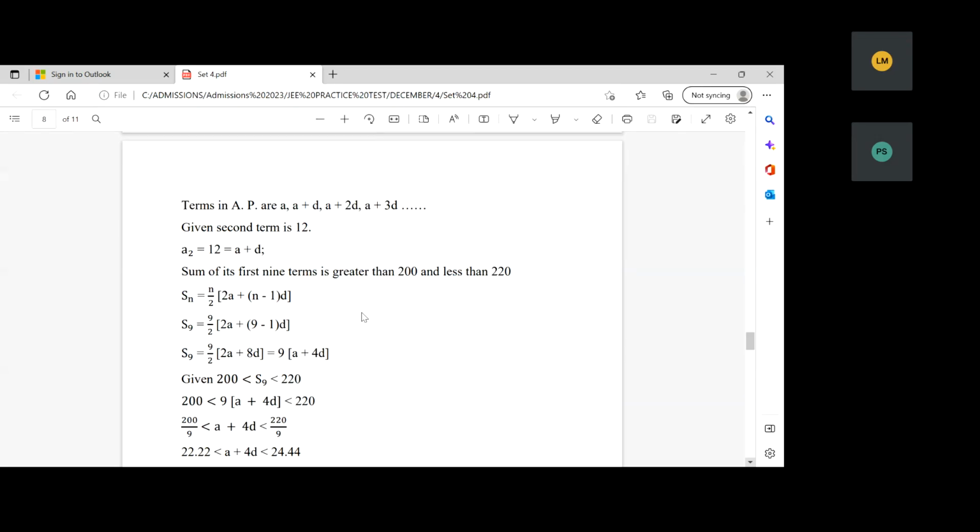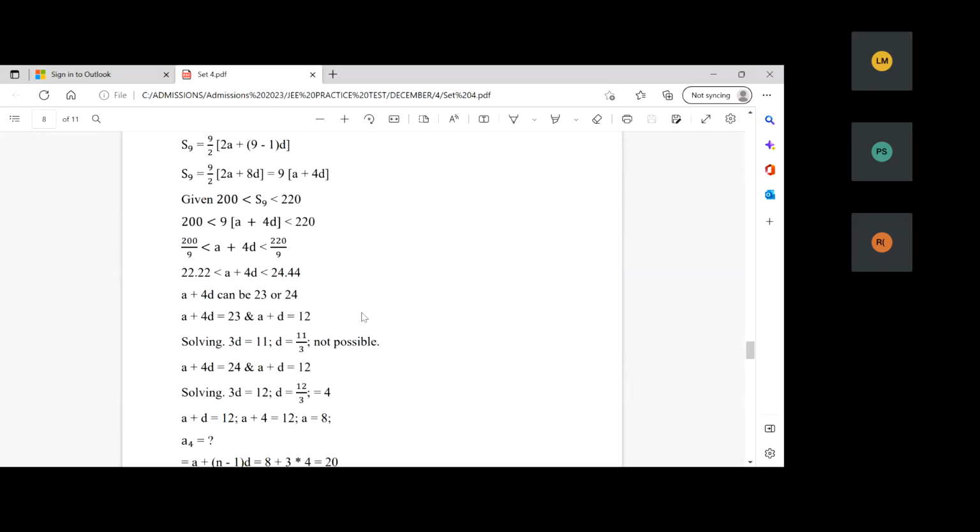So the sum has a range. It's greater than 200 and less than 220. You can just find out two or three values in the range. You can substitute for each value and solve it. You will get a range of values, maybe 22, 23, and 24. So here, A plus 4D is greater than 22.22 and A plus 4D is less than 24.44. So you can take maybe two combinations, 23 and 24.